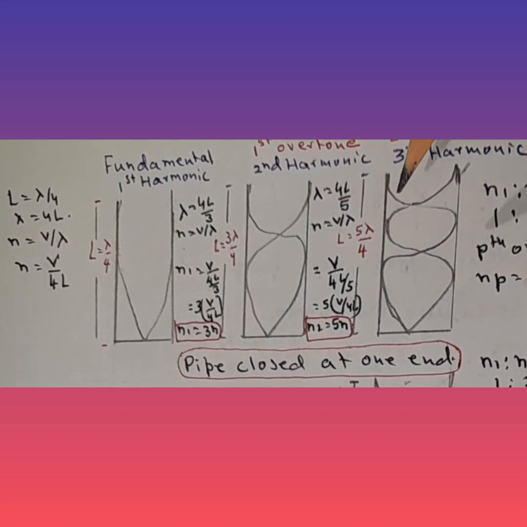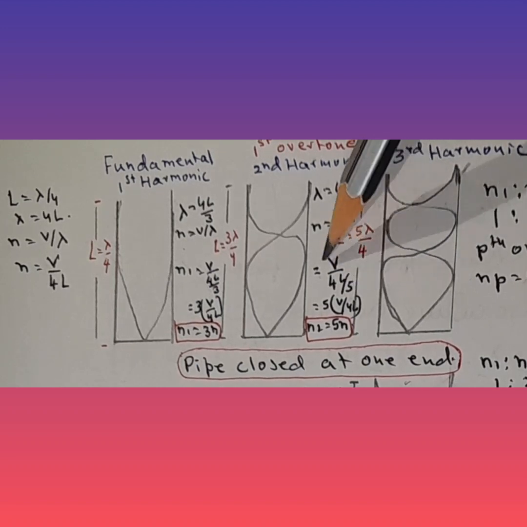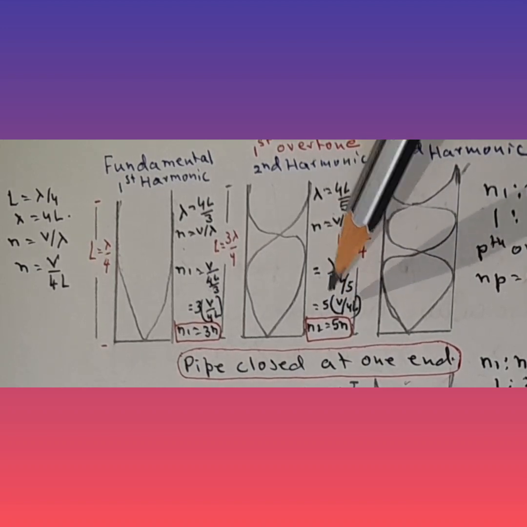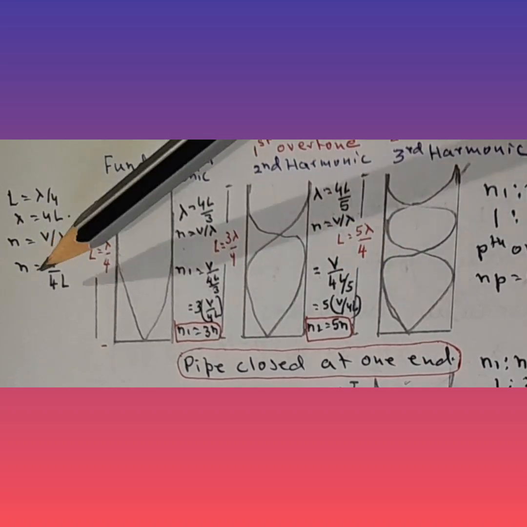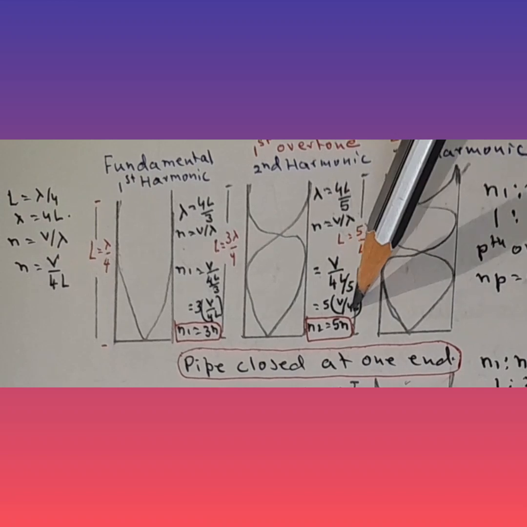In case of the third harmonic or second overtone, what we found is L is equal to 5 lambda by 4. So lambda would be 4L by 5. N is equal to V over lambda, and lambda just now we said is 4L by 5. So that's what we substitute. Now the 5 goes up, so 5 into V upon 4L. This we know is N, so this becomes 5N.